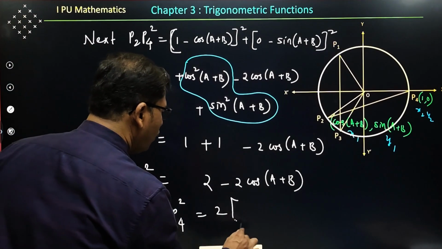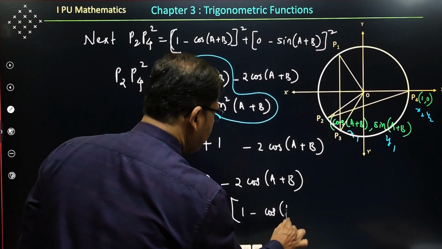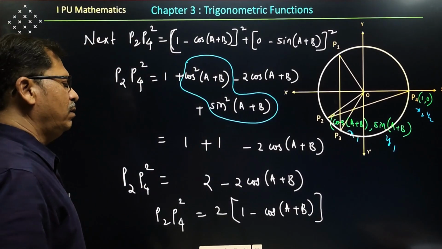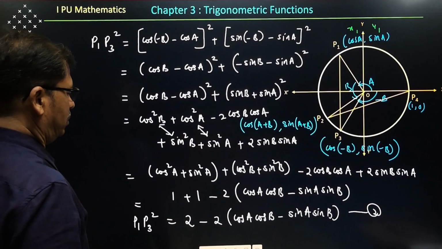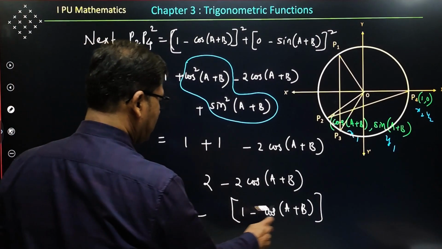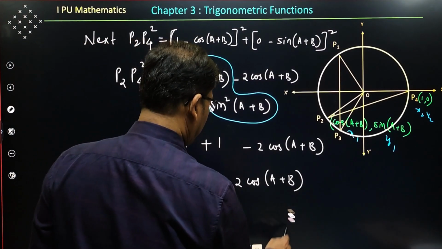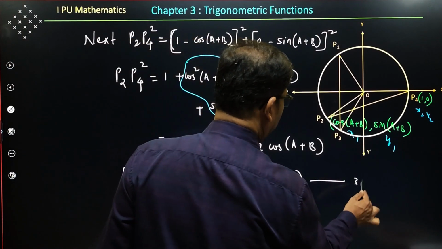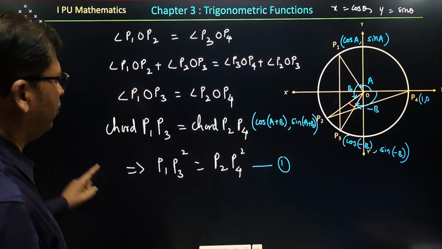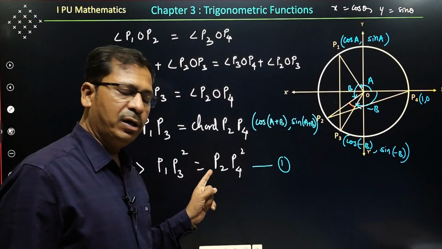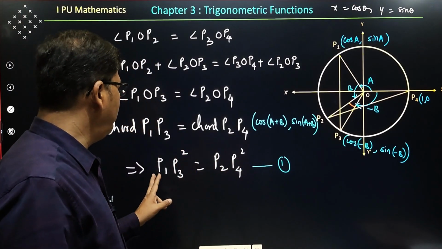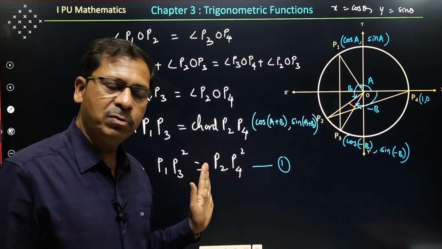You take common, 1 minus cos of a plus b. In my opinion, do not take it like this, it will not be convenient for you. P2 P4 square is equal to, you keep it as it is. Let us see what comes next. Take this as equation number 3. Please concentrate here. What is equation 1, what is 2, what is 3? Equation 1 is P1 P3 square equal to P2 P4 square. I have to use equation 1. You did P1 P3 square and P2 P4 square as two separate calculations.